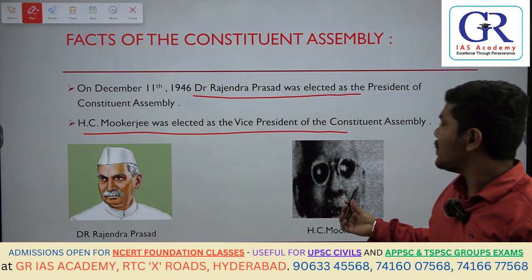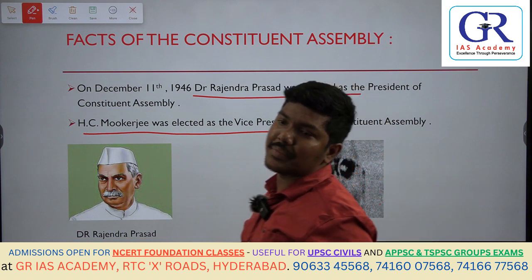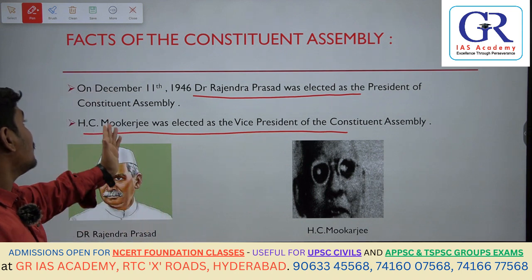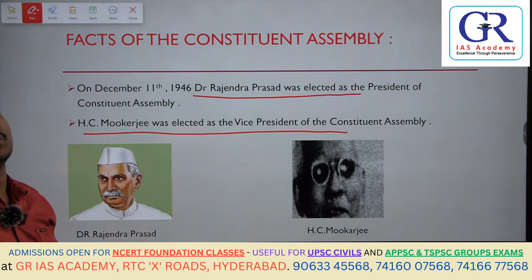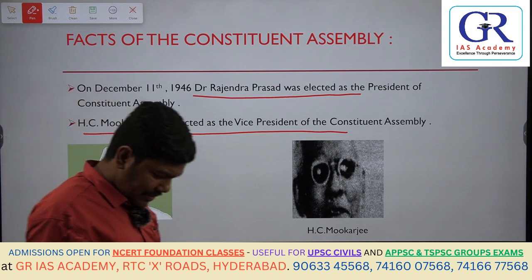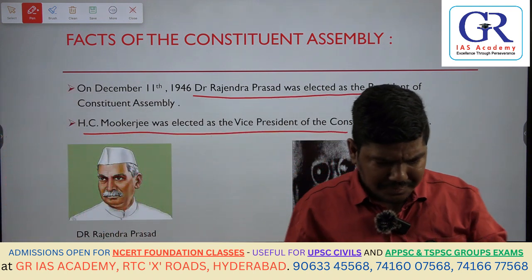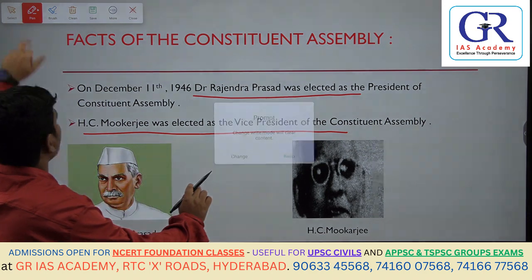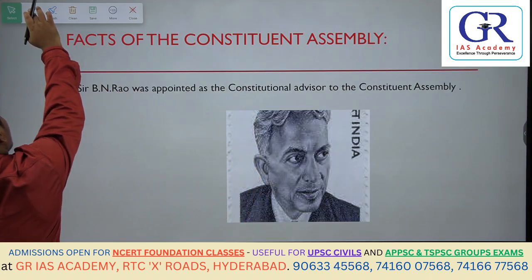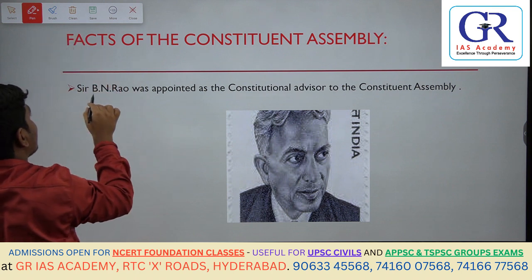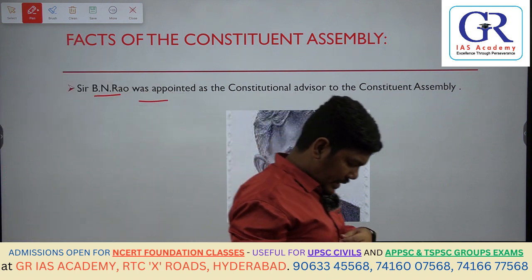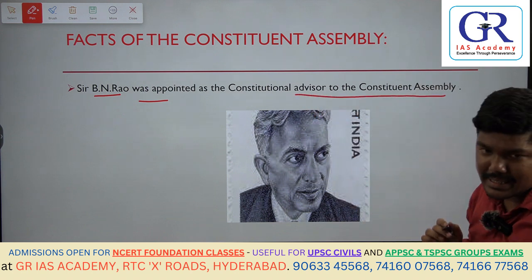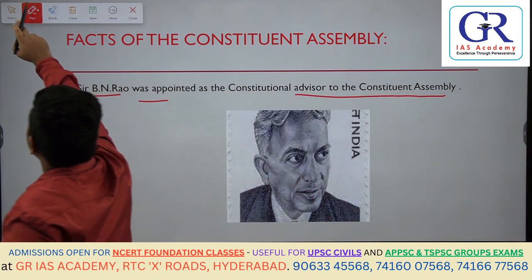Here these are some representational images. We have to understand from the images, so that it helps us store it for the long term. H.C. Mukherjee was elected as the Vice President of the Constituent Assembly. When did the first meeting of the Constituent Assembly take place? December 9th, 1946. Perfectly fine. And then the next important point is Sir B.N. Rao, who was appointed as the constitutional advisor to the Constituent Assembly.